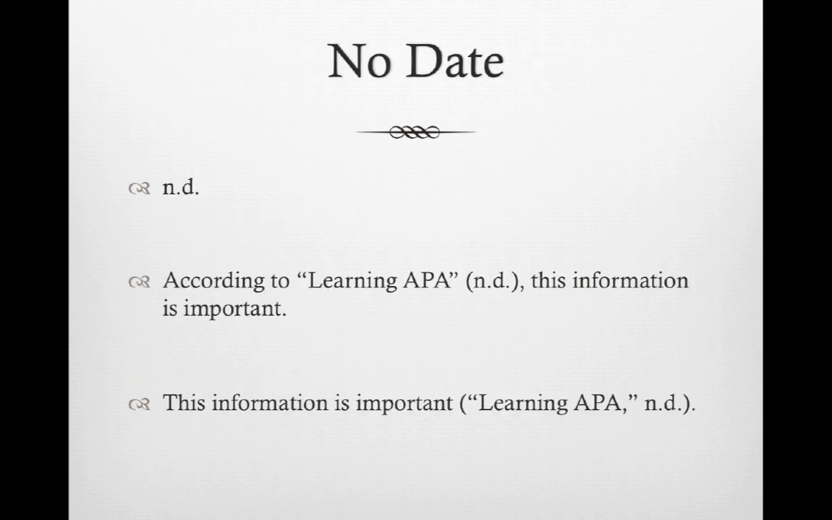What if a date isn't provided on your source? If a date isn't provided, you will use a lowercase n period, lowercase d period in the place of the year of publication. This stands for no date. The n period, d period just goes in the same place that the year would go.